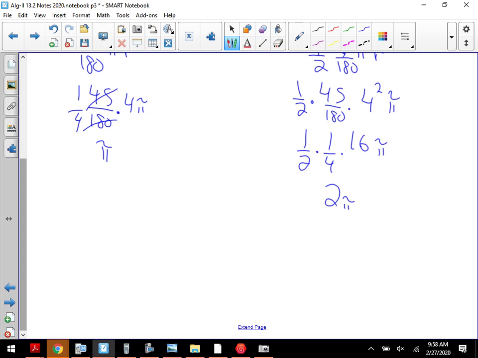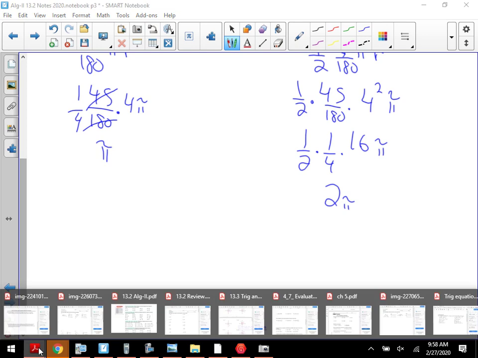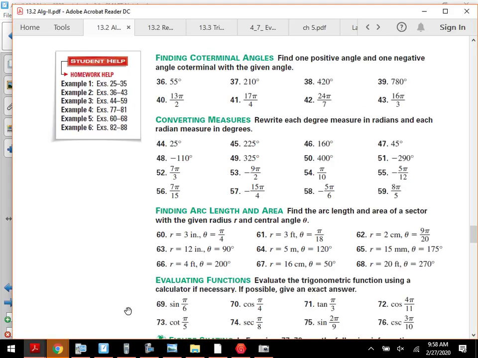This usually isn't so bad, except the fractions can be kind of messy from time to time.